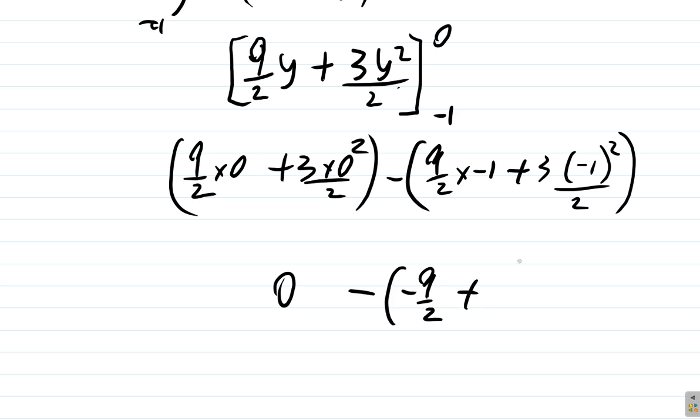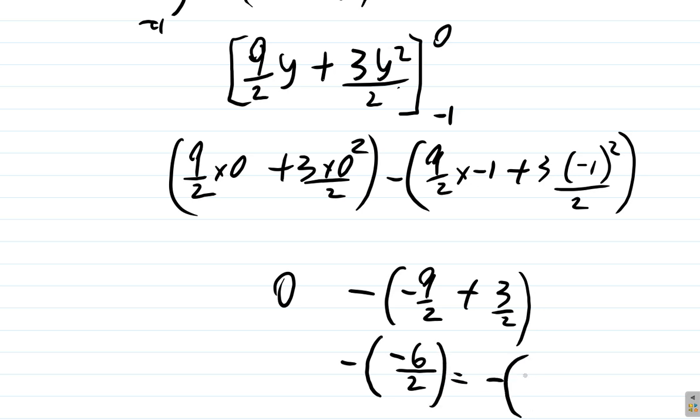plus 3 by -1 squared. -1 squared is a positive 1. So it's 3 times a half, which is 3 over 2. So what you have is negative. And this becomes -9 over 2 plus 3 over 2, which is going to be -6 over 2, which is -3. But minus -3 is positive 3.